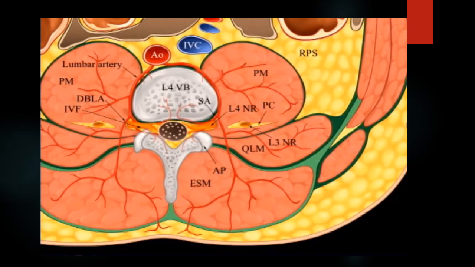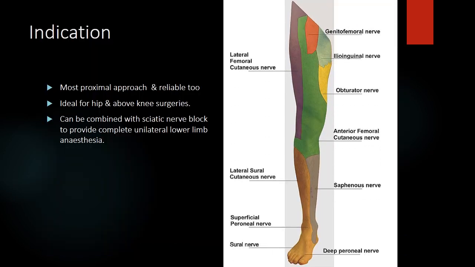The anterior boundary of the fascial plane that contains the lumbar plexus is formed by the fascia between the anterior 2/3 of the psoas muscle that originates from the anterolateral aspect of the vertebral body and the posterior 1/3 of the muscle that originates from the anterior aspect of the transverse processes. This arrangement explains why the transverse processes are closely related to the plexus and therefore are used as the main landmark. Lumbar plexus block is the most proximal approach and reliable too.